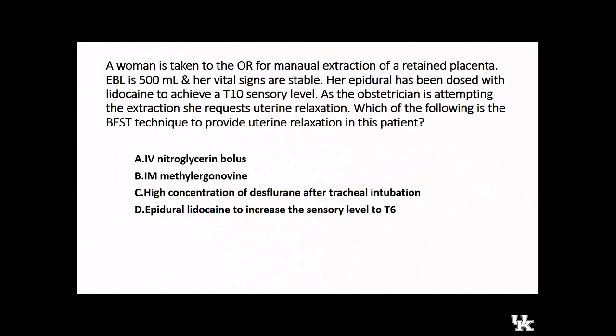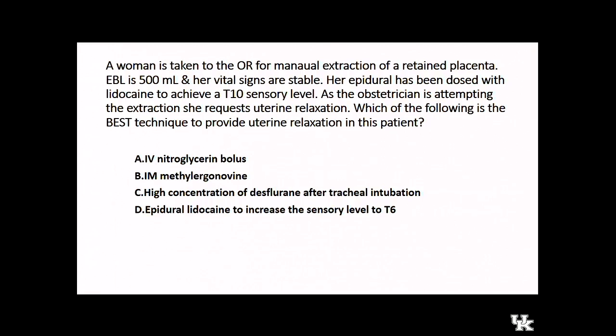A patient's taken to the OR for manual extraction of a retained placenta. Her blood loss has been 500 cc's. Vital signs are stable. Her epidural has been dosed to get a T10 level. And the obstetrician is attempting to get that placenta out, and they ask you for uterine relaxation. So which is the best technique to achieve that uterine relaxation he's asking for?